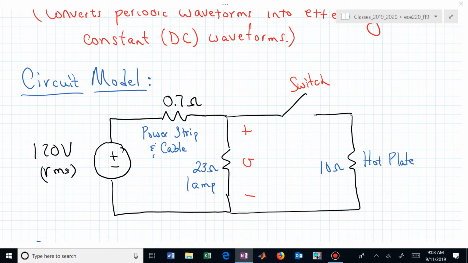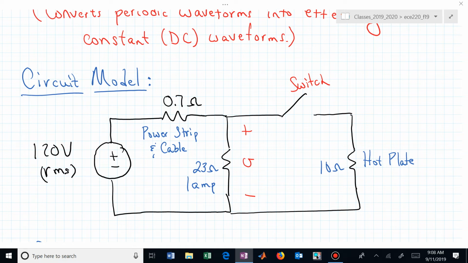We have the power strip and cable. That actually does present some resistance. It's wires, but in practice, those wires do have some resistance associated with those. Dr. Strickland actually measured that, and it ended up being 0.7 ohms.